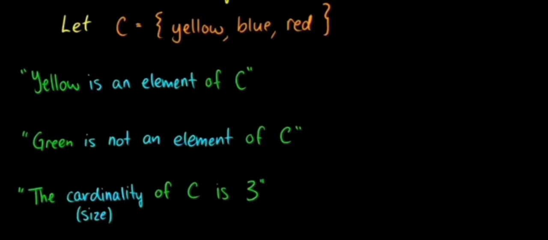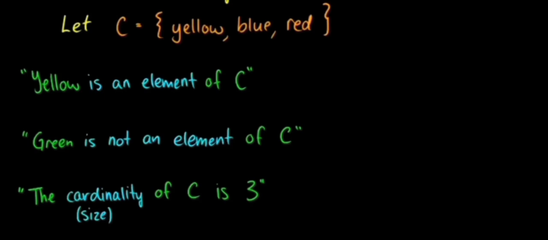So, elements and cardinality. Now we know what sets are. Now we know some additional pointers about sets. We know some common sets. But we want to be able to talk about the things in those sets and how big those sets are. So I have C, and I have a set containing yellow, blue, and red. So these are the primary colors. In fact, sets don't have to be all mathematics. They can be words too and have meaning in the real world.